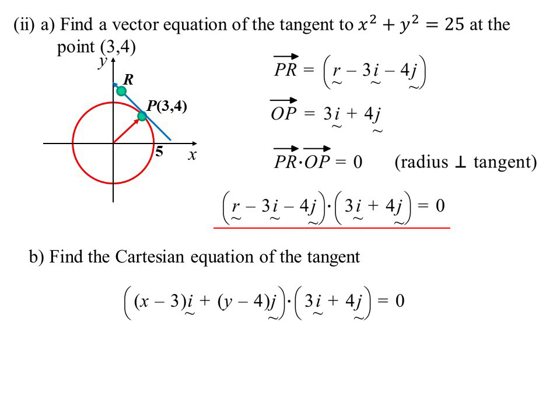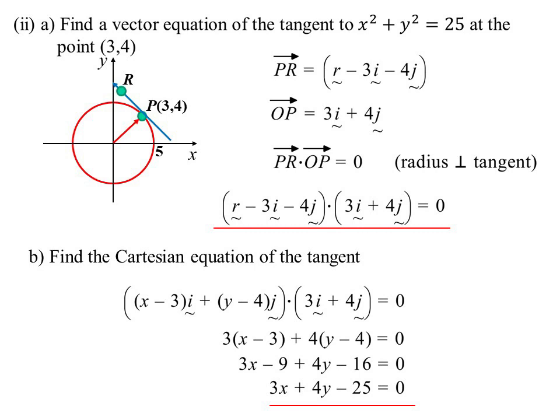Alright, let's go and actually work out the dot product to come up with the Cartesian equation. So you'll notice I've put in x minus 3i plus y minus 4j for r. There it is. Remember? X minus 3 will be times 3, y minus 4 is times 4, so it's a very simple expansion. Tidying it up, there's the equation: 3x plus 4y minus 25 is 0.